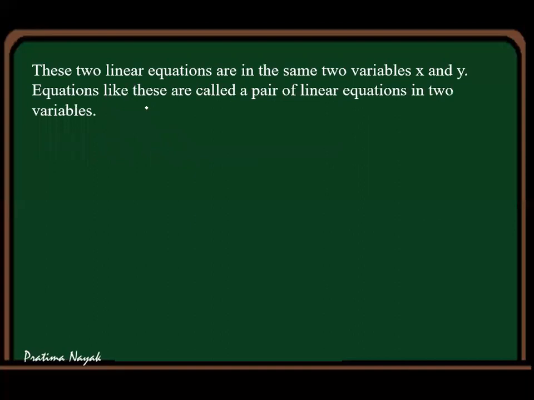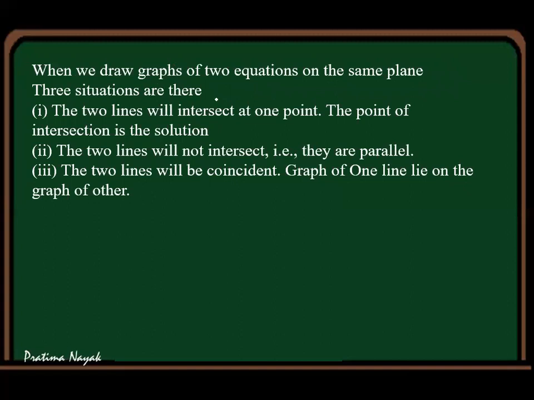Now, these two linear equations are in the same two variables x and y. They are called a pair of linear equations in two variables. So when we draw the graph of two equations on the same plane, we get three situations. One is the two lines will intersect at a point. The point of intersection is the solution. Otherwise the two lines will not intersect. These lines may be parallel or these two lines may be coincident. Graph of one line lies on the other.